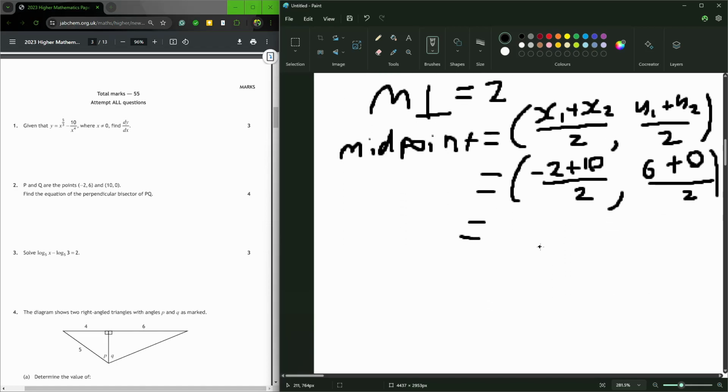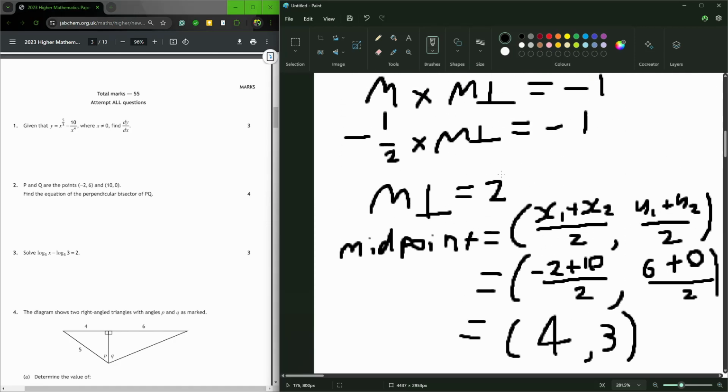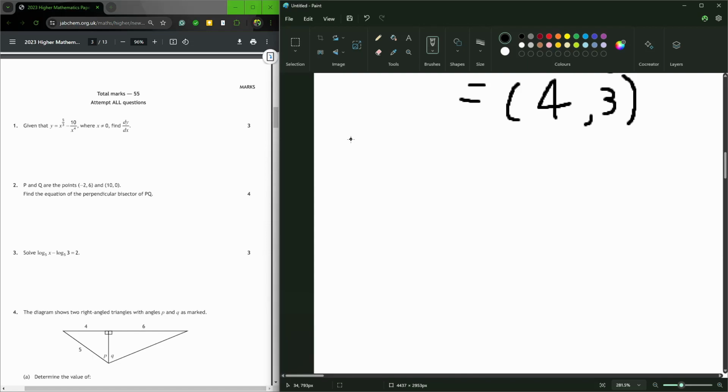So what does this get us? Well, minus 2 plus 10 is 8. Divide that by 2, we get 4. And then 6 divided by 2 is 3. So the midpoint is 4, 3. Fantastic. And now we've got all our tools, so we can plug it into our gradient formula.